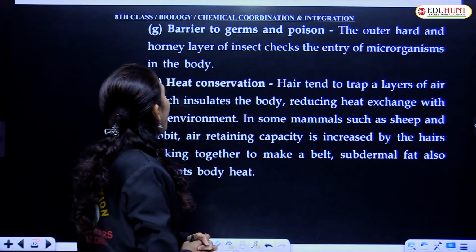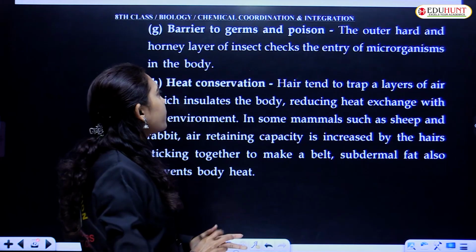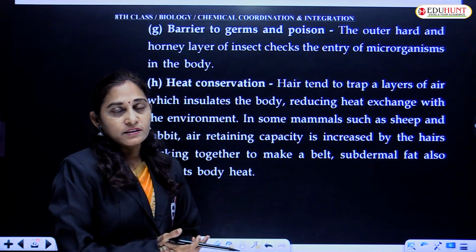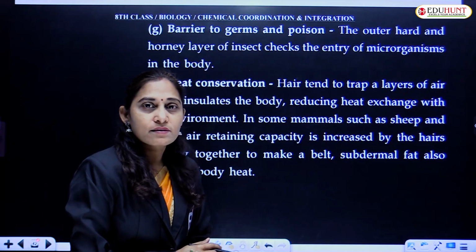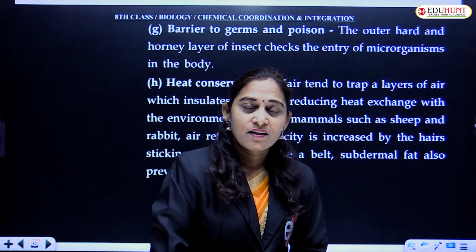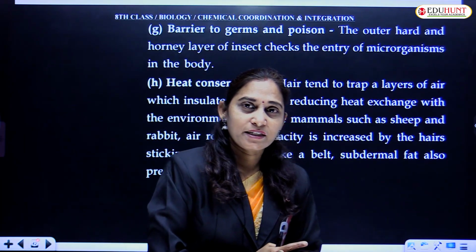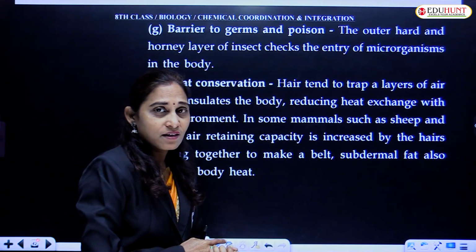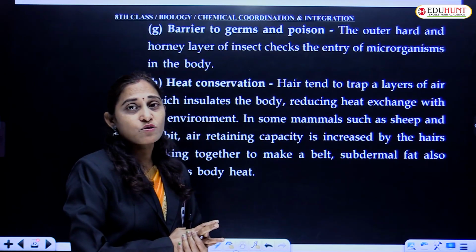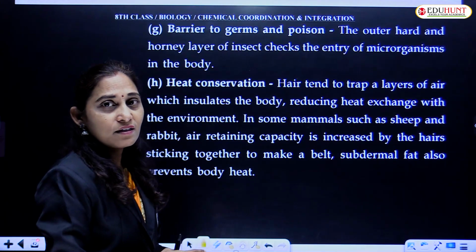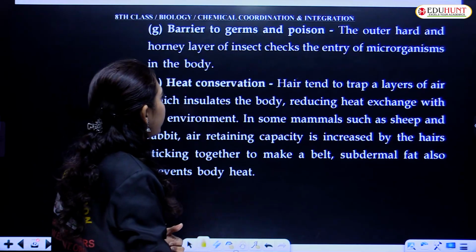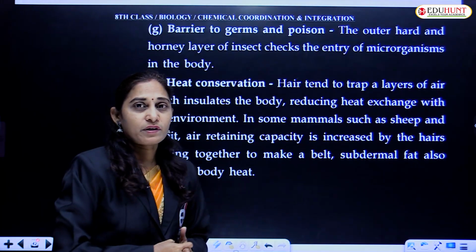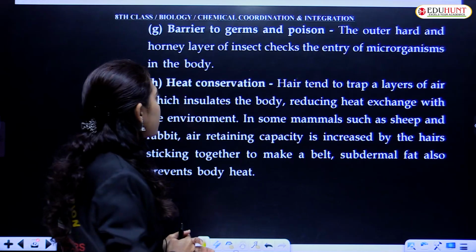The outer hard and horny layer of the insects checks the entry of microorganisms into the body. That is chitinous material, a hard material made of chitin, present as an exoskeleton. It checks the entry of microorganisms. That way they protect the body from various diseases.